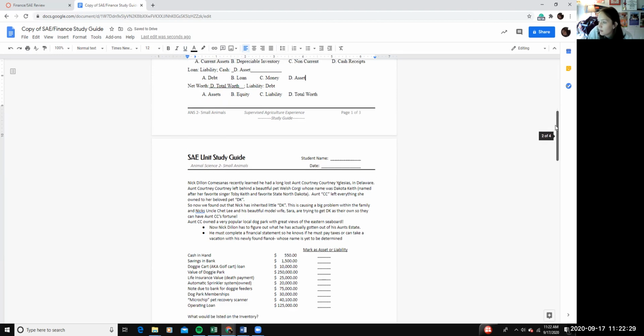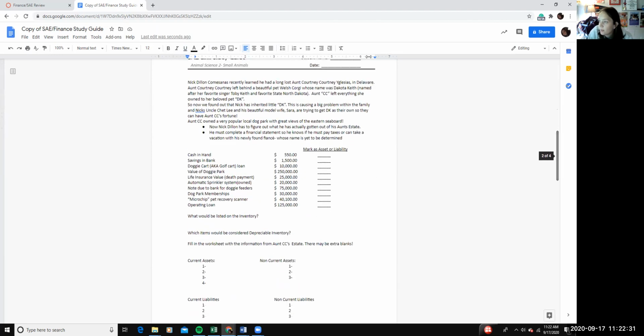All right, let's go down to this next part. So the next part was kind of similar to what we did Tuesday. It gives you items here, and it wants you to mark if it's an asset or a liability. So you could put an A or an L.